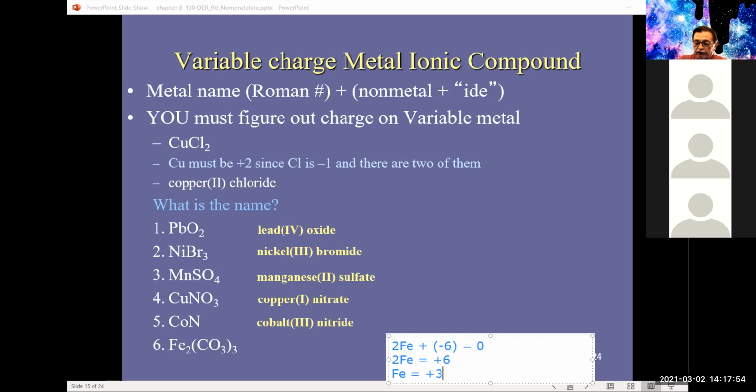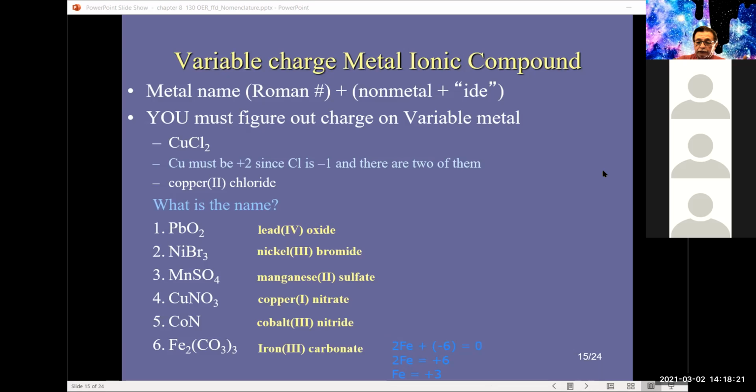I just calculated that each carbonate brings a -2, and there's 3. There's a -6. Remember the common number we dealt with earlier? So the common number here is 6. I got 6 negatives and 6 positives. Okay. And in order to get 6 positives, I only have 2 irons, and each one must be +3. So therefore, I'm using iron 3 carbonate.